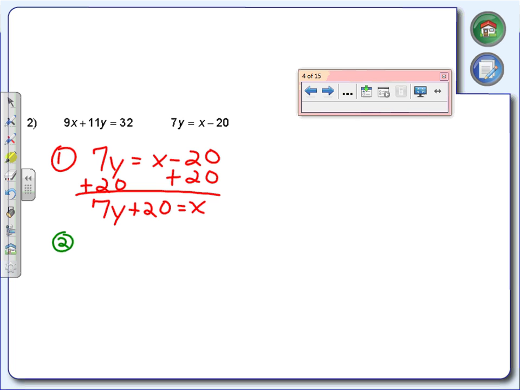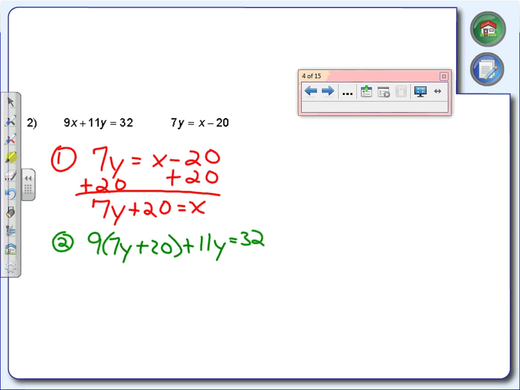For step number 2, I have to use the other equation. I've already used the second one, so now I've got to use the first one. So now I'm going to use 9x. Remember, we're going to replace x with the equivalent expression, which in our case is going to be the 7y plus 20. You can go ahead and write down the rest. Plus 11y equals 32.